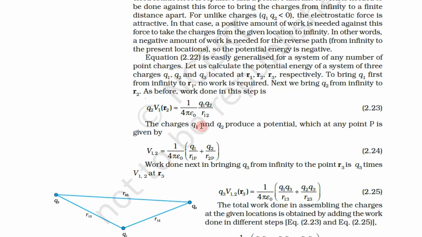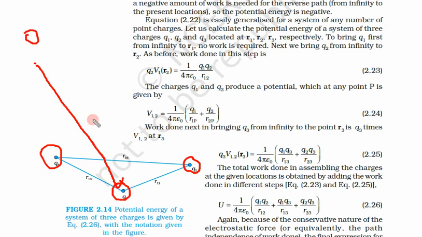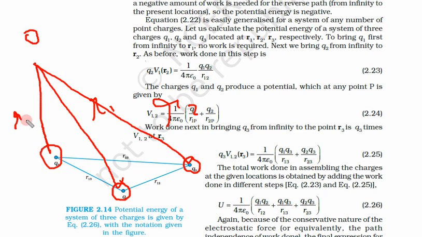Now let us take the case of three charges. So there is first charge Q1, another charge Q2, third charge Q3. Let us take a point here. This point is origin. So the distance of the first charge is R1. Okay, same as before. The distance of the second point is R2, and the distance of the third point is R3.